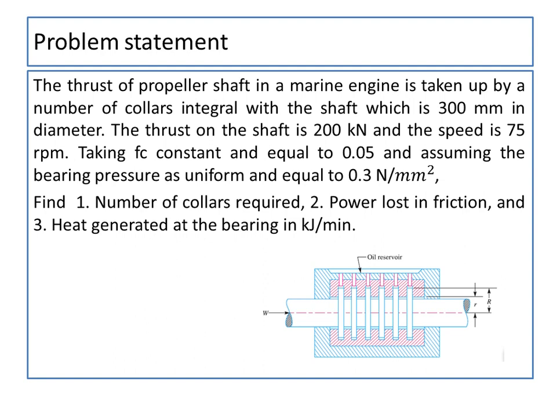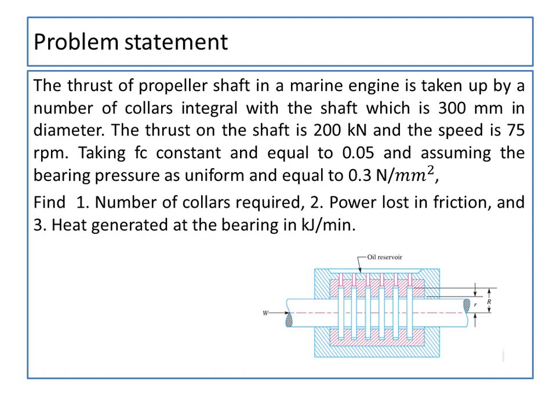So the problem statement goes like this. The thrust of a propeller shaft in a marine engine is taken up by a number of collars integral with the shaft, which is 300 mm in diameter. The thrust on the shaft is 200 kN and the speed is 75 rpm, taking Fc constant and equal to 0.05 and assuming bearing pressure as uniform and equal to 0.3 Newton per millimeter square.